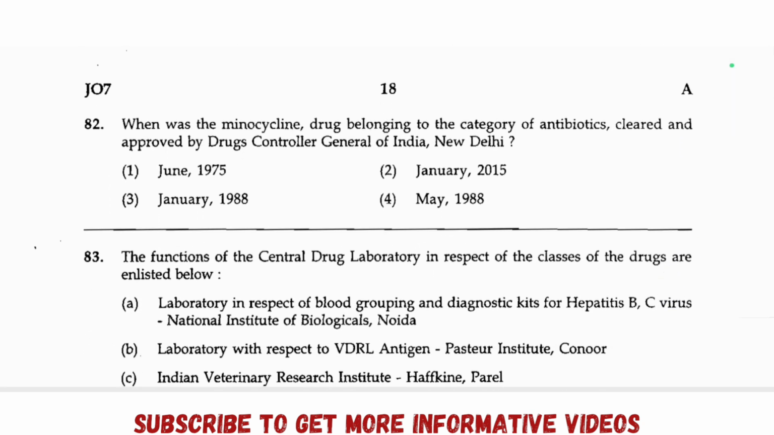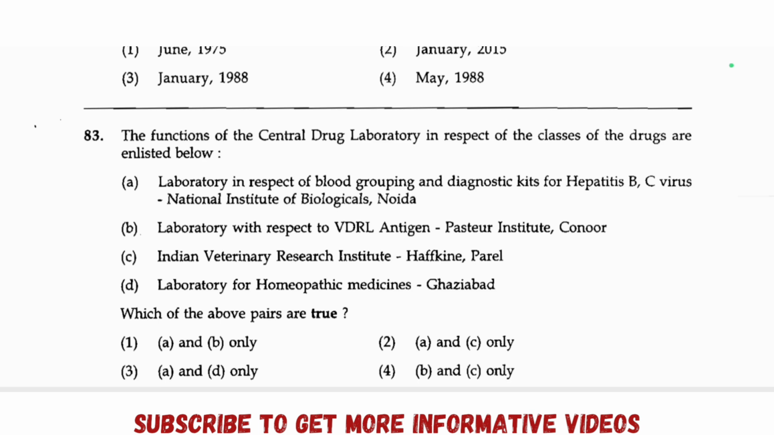Next, when was the minocycline drug belonging to the category of antibiotics cleared and approved by Drugs Controller General of India, New Delhi? January 1975, January 2015, January 1988 and May 1988. So the correct option is May 1988.